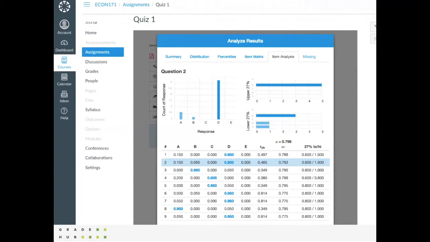Generally, you don't want that number to be negative, or anything below 0.15 should probably be looked at. The other way that you can visualize this information is in the graphs above, where it says upper 27% and lower 27%. Why 27? It has to do with the fact that a lot of these techniques for estimating discrimination came about before there were personal computers. And frankly, a correlation took a lot of effort to compute by hand.